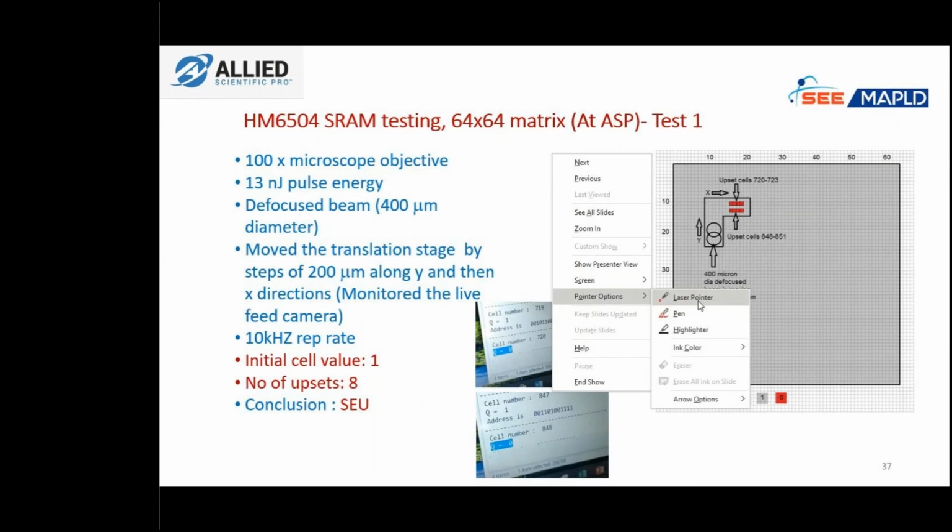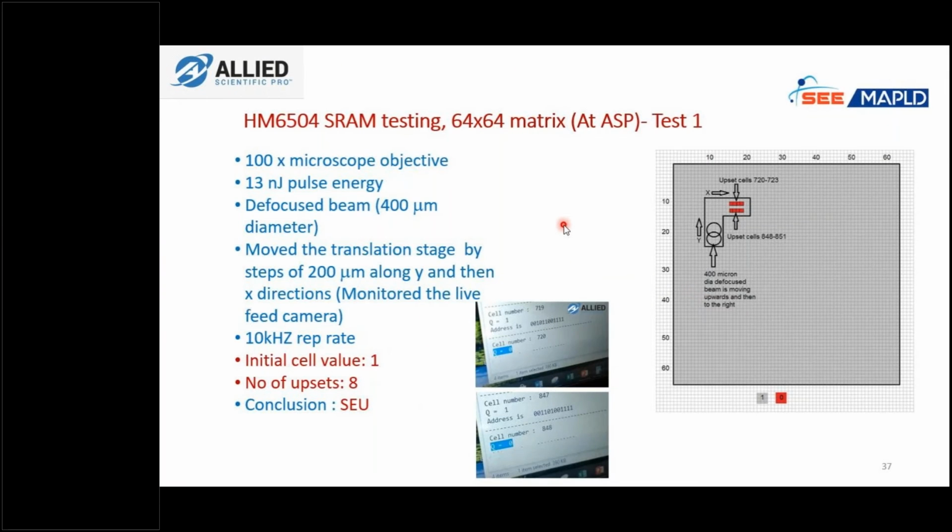All right, so the first test was an SCU test using a 100 times microscope objective, 13 nanojoules for pulse energy. One may ask, why are you using such a big energy for SCU? SCU is picojoules, but the beam is defocused to 400 micron. So if you scale that to 1 micron, you get picojoules of energy. And we moved the beam in steps of 200 micron along the inverted L track that I've drawn here.